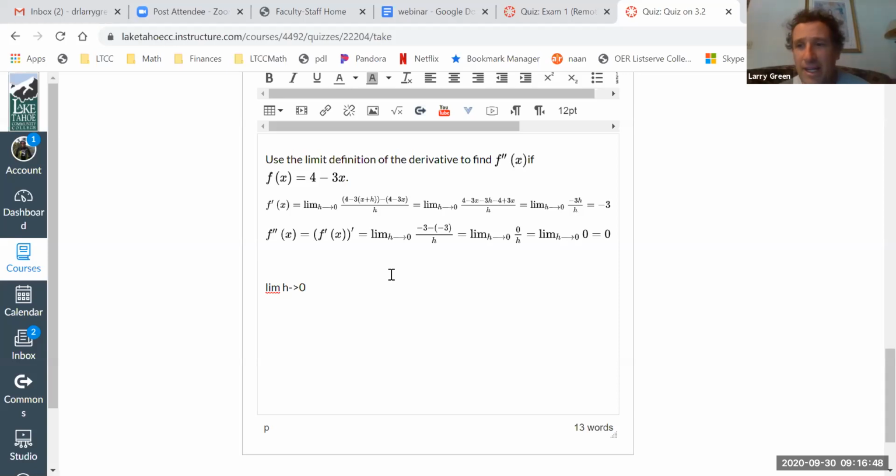The algebra, if you skip a step or two in algebra, I'm okay with that because this isn't an algebra class, it's a calculus class. So you can't skip the calculus, but you can skip a little algebra, and that's okay. Does that help a little bit? Okay. Any other questions?